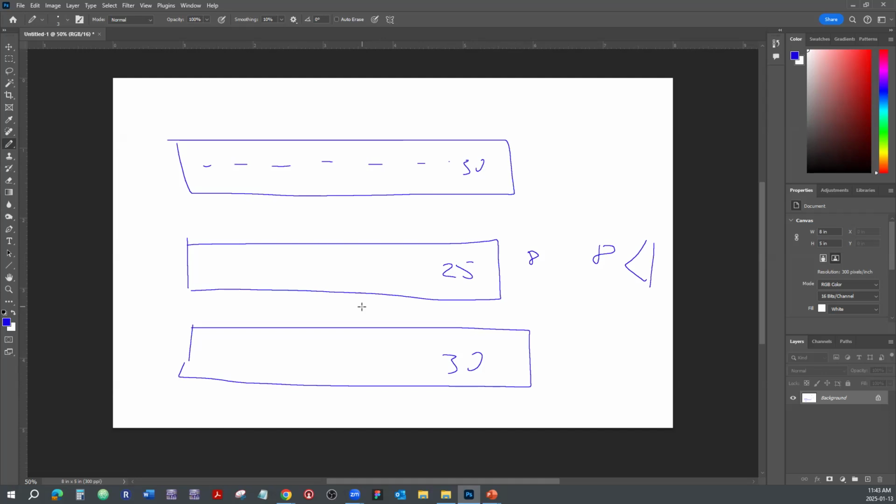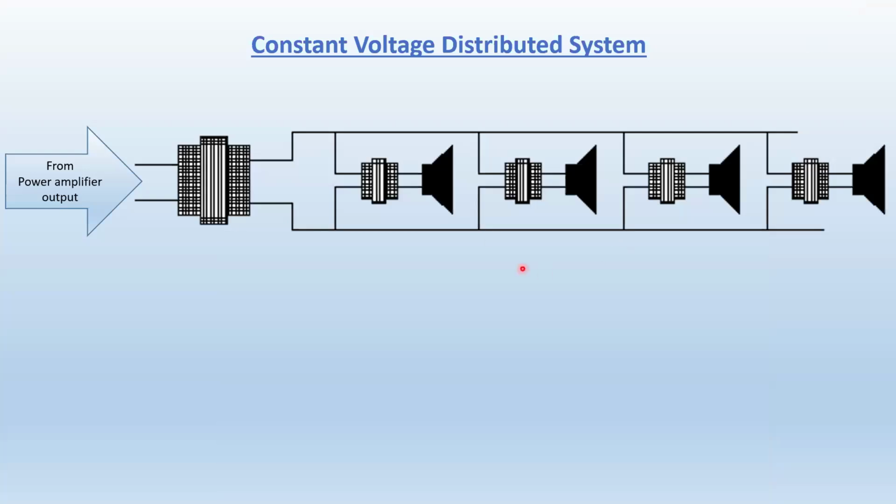The problem with that is that it's not very practical, because it's very easy to make a mistake. It will take too long. And what if you need to add one more speaker somewhere? The whole thing just goes to the garbage. You have to disconnect everything and connect it again. So here is something that we have established that is called a constant voltage distributed system.